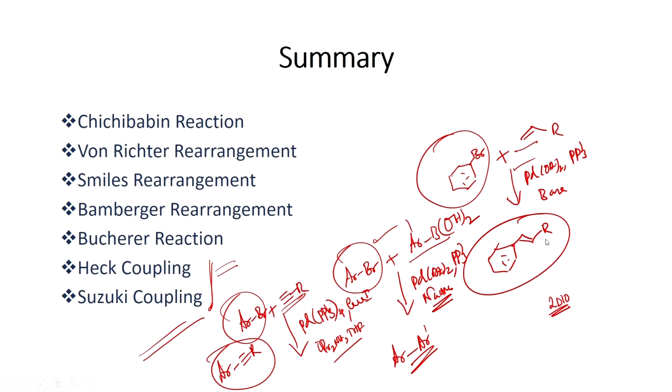And if you remember, we have discussed the Negishi coupling reaction. If you have the organozinc reagent, it can be readily coupled with aryl halide in the presence of a palladium or nickel catalyst, and this is also one of the powerful reactions for carbon-carbon bond formation.